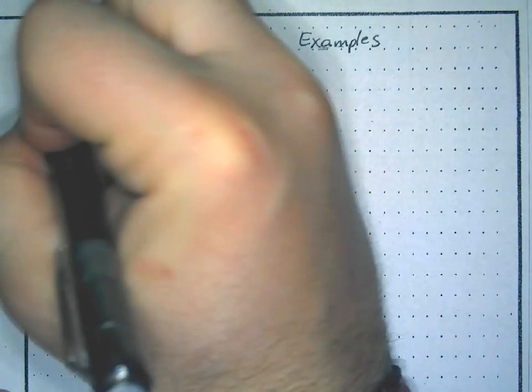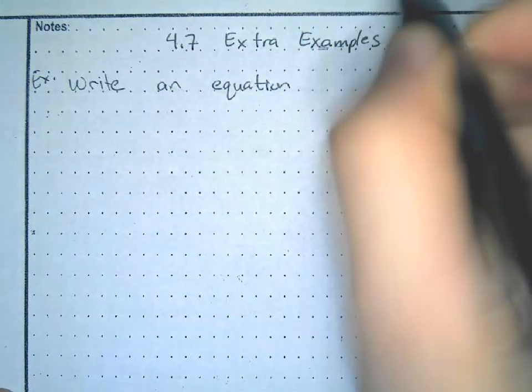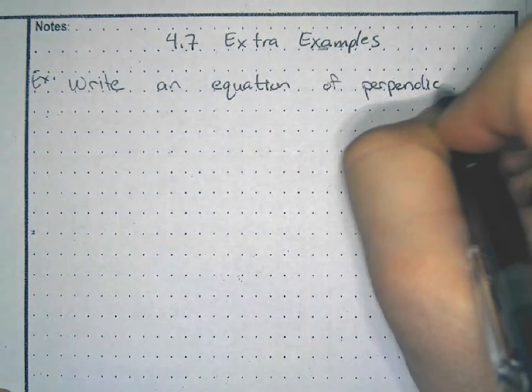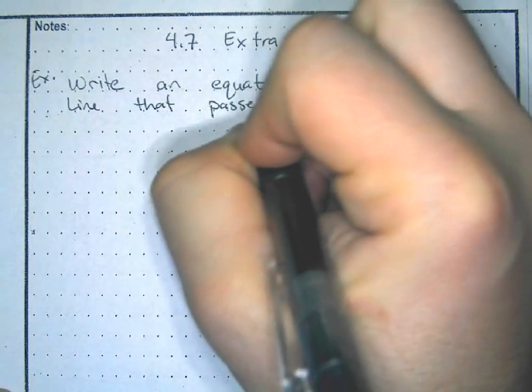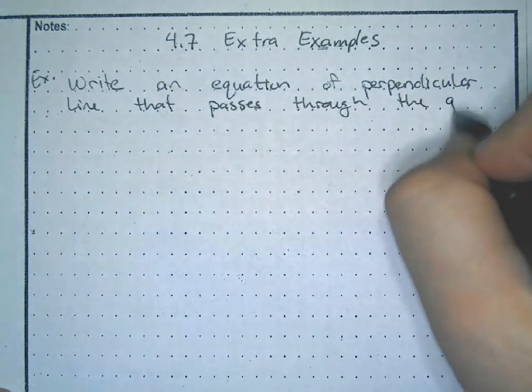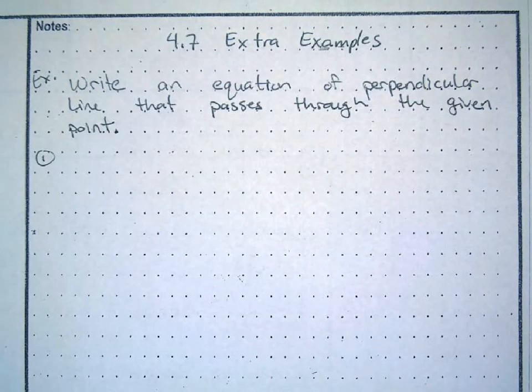So let's do a couple examples where we write an equation of a perpendicular line that passes through the given point. Number 1.